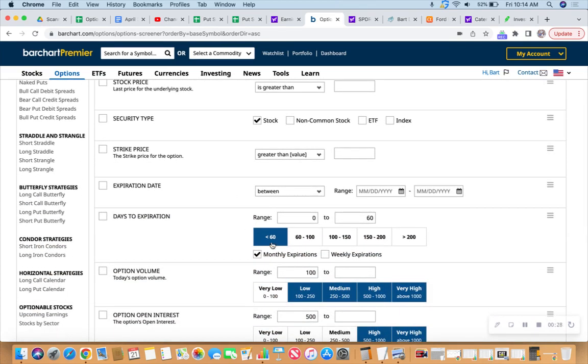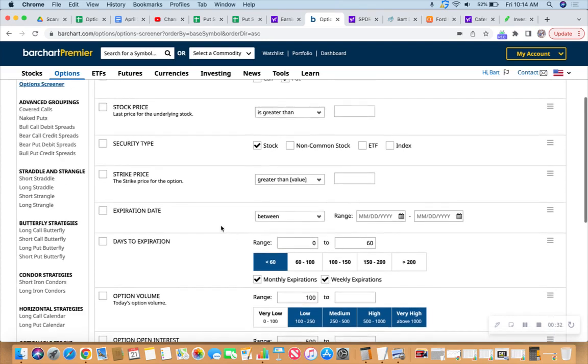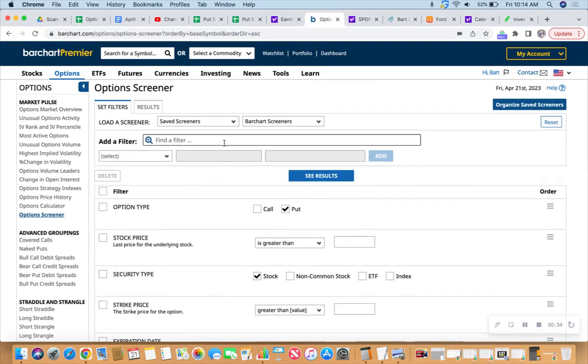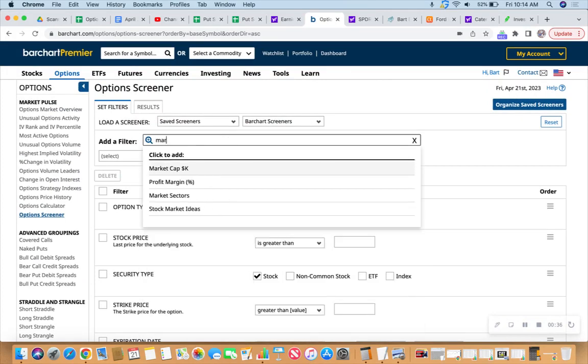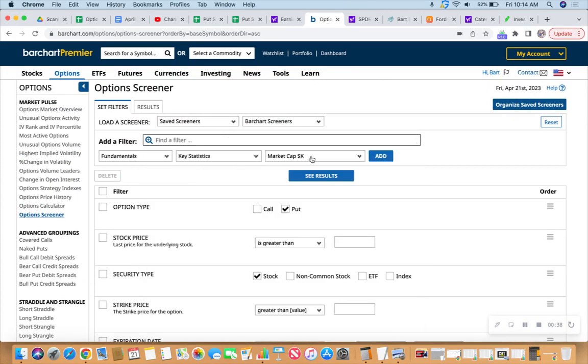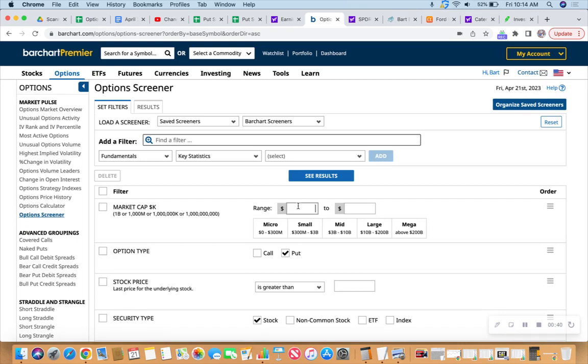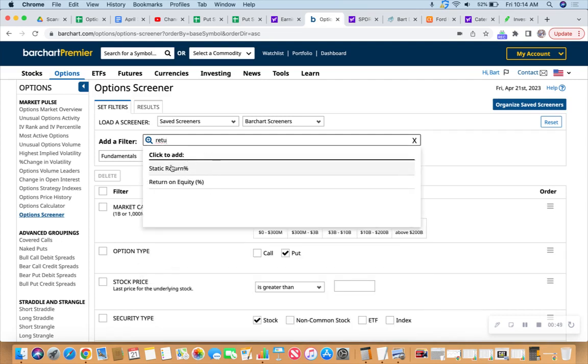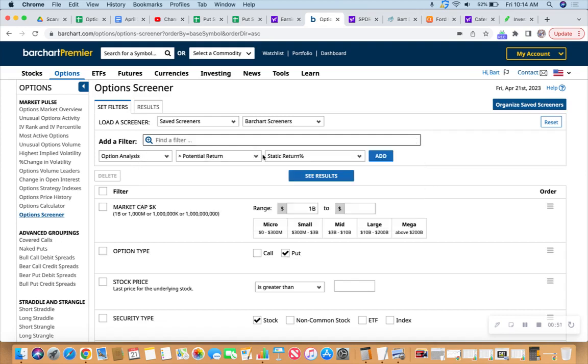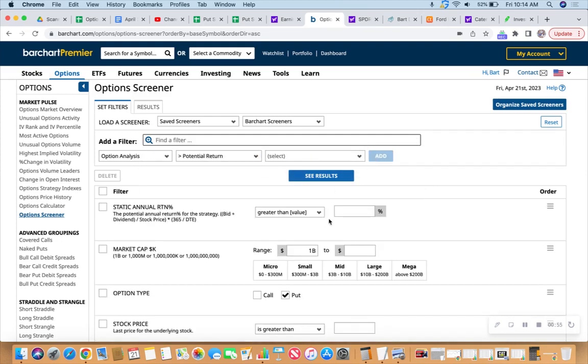Let's add the weeklies into the equation and then get to our friend, market cap. We'll put the market cap screener in, with a minimum of $1 billion. Also, return. We're going to go with our conservative return on the dividend. Add that screener and let's do 12%.